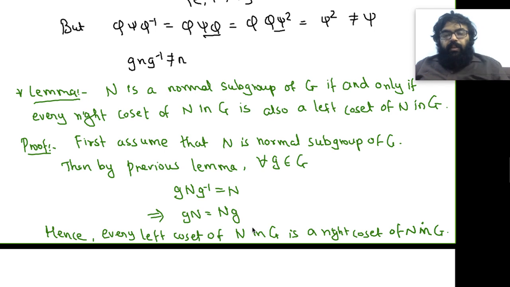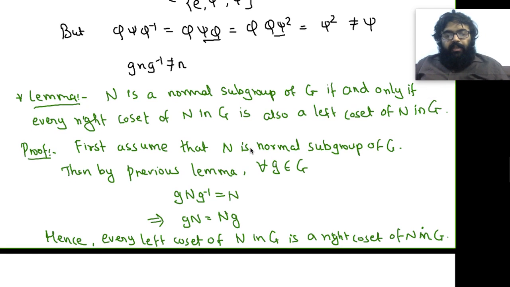Right, so one side is done. Now, if N is normal, by the previous lemma, g n g inverse equals N. So g n equals n g, so every left coset is the same as the right coset for every g in G. So this is done.